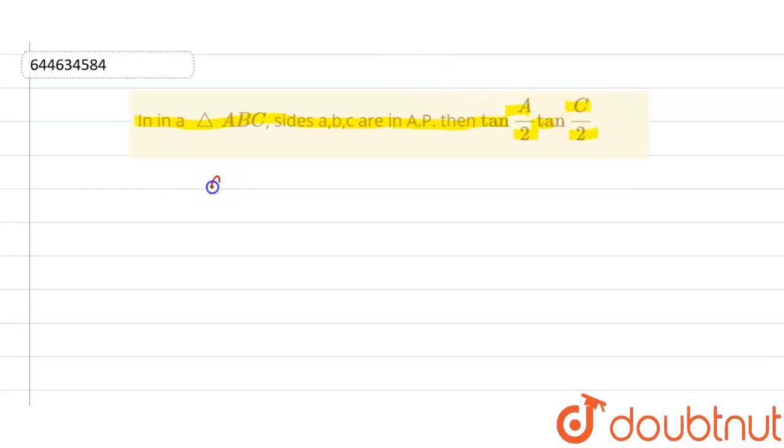So it was given that a, b, c are in AP. The formula for the AP is 2 times b is equal to a plus c, because the value of b is equal to a plus c by 2. When this 2 comes to this side, we get 2b is equal to a plus c. Let this be the first equation.